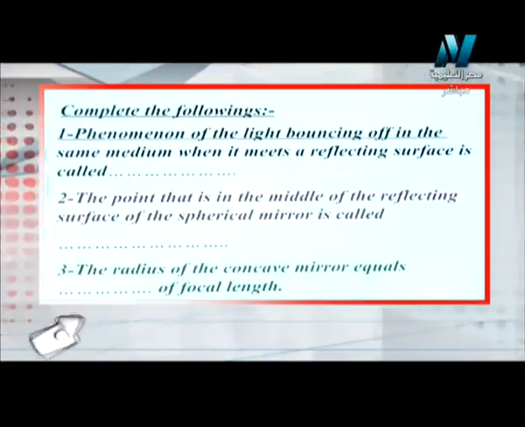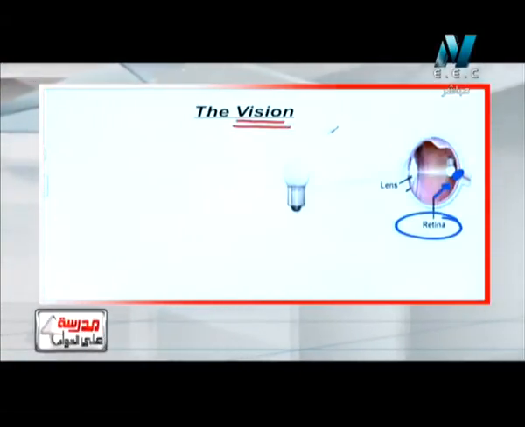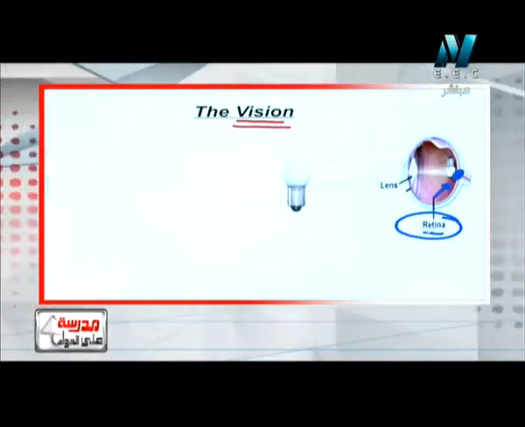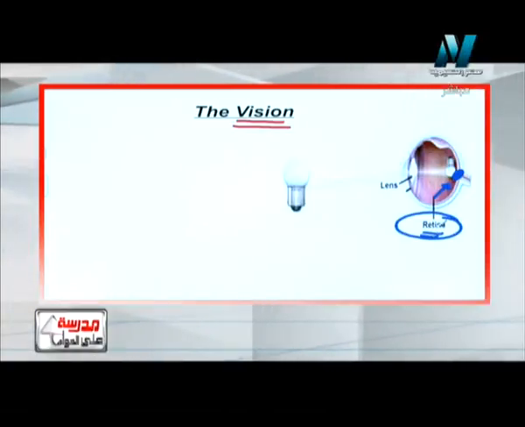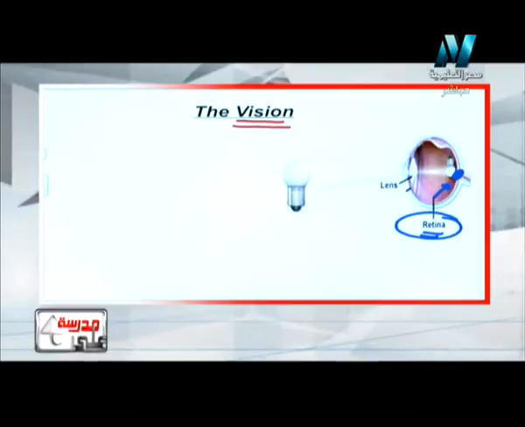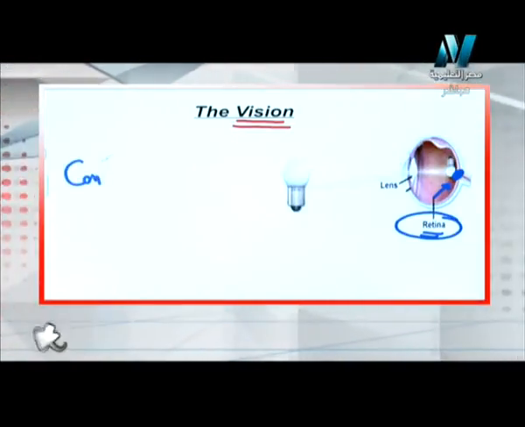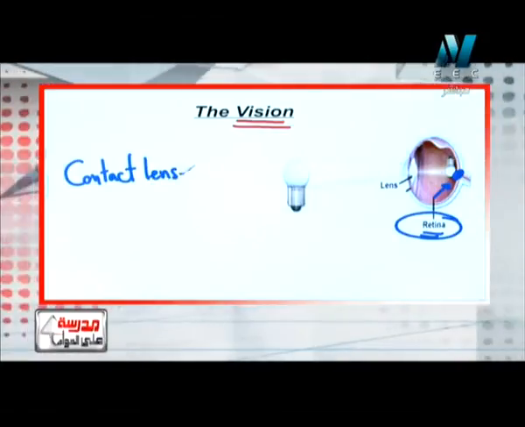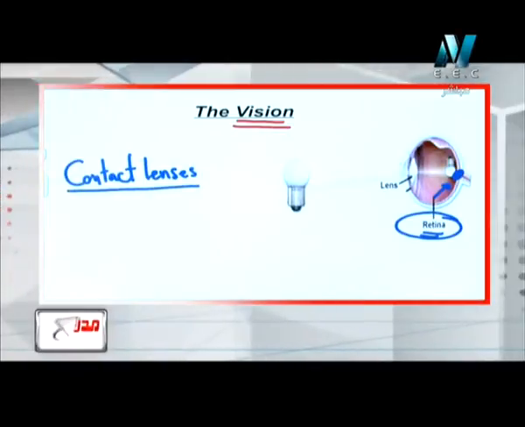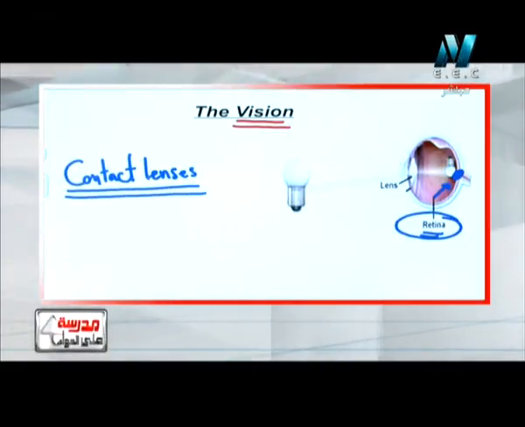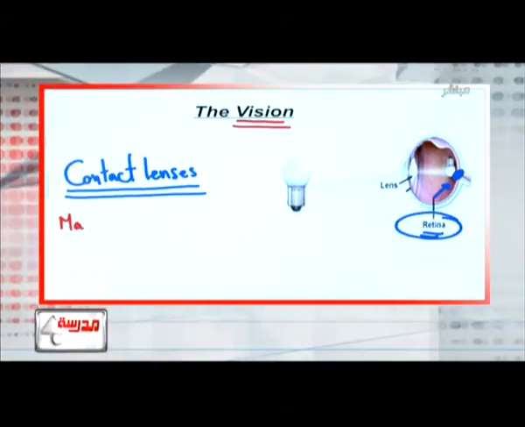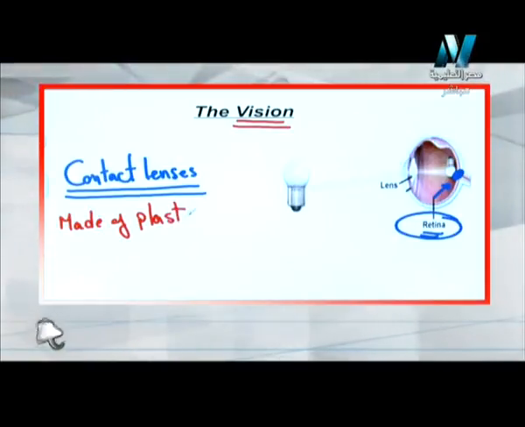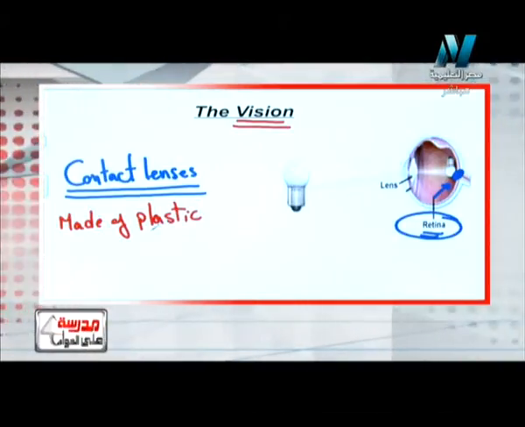At the same time, we have long-sighted persons and short-sighted persons. Sometimes we use contact lenses. Contact lenses are made of plastic, not glass, made from plastic.